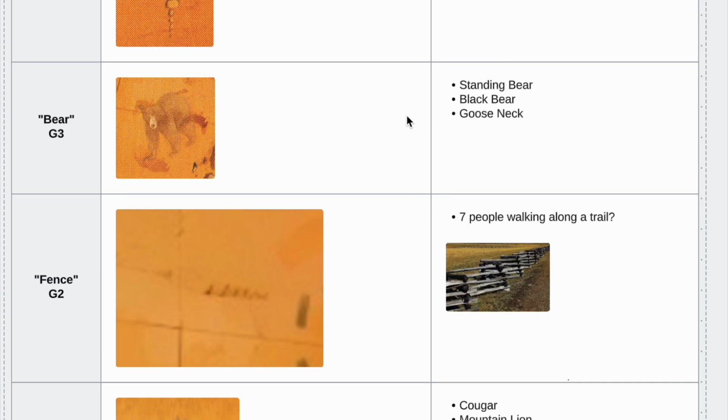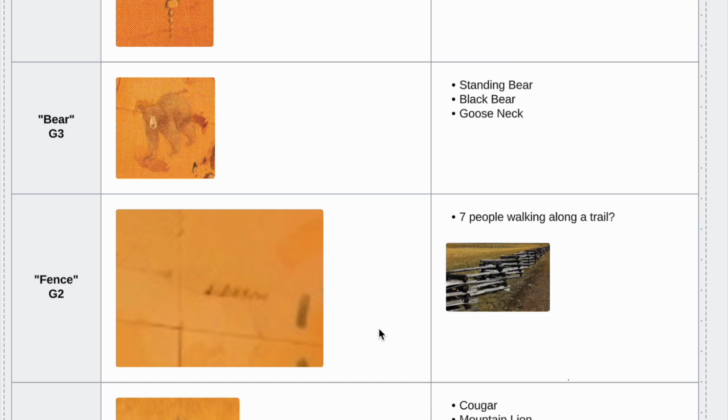Is it a standing bear? Is it a black bear? Who knows? It's definitely a bear, and some people even say that this little shape here looks like a gooseneck. It took me a while to see it, so there's the neck and the head, and then this little thing, I guess, is supposed to be the eye. And then this section here would be the beak, if you're going to subscribe to that theory.